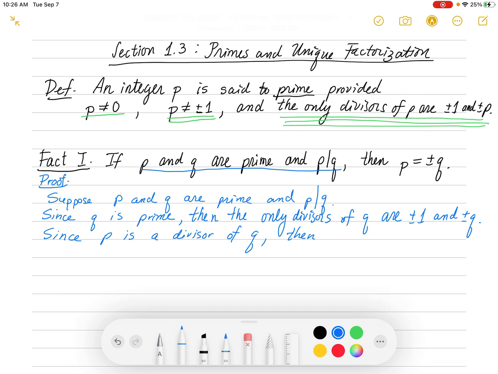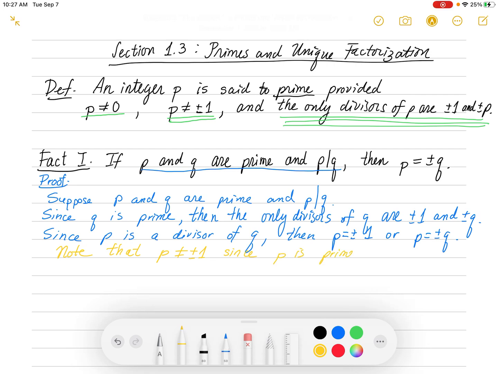Since p is a divisor of q, then what does that mean? That means p is either plus or minus 1, or p must be plus or minus q. That's because the only divisors of q are plus or minus 1 and plus or minus q. Now we can rule out one of these cases. P cannot be plus or minus 1. Why? Because p is prime. Note that p cannot be plus or minus 1 since p is prime.